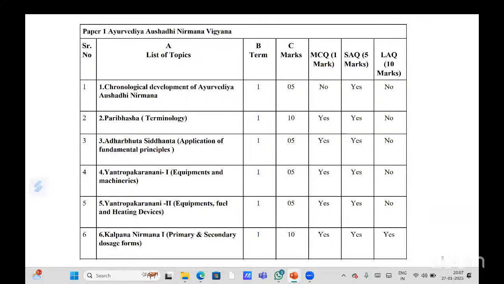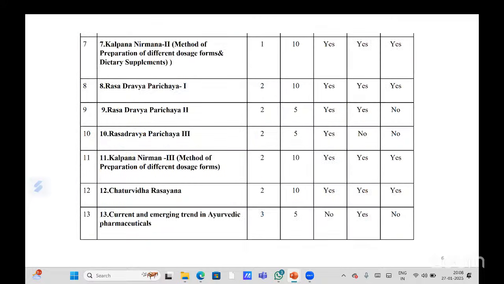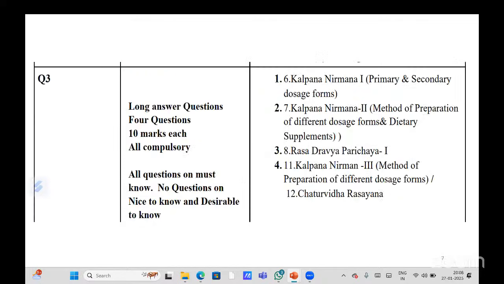Later, we are having Bhaishajya Kalpana concept like Kalpana Nirmana 1, Kalpana Nirmana 2, next Rasadravya 1, Rasadravya 2, Rasadravya 3. At point number 11, Kalpana Nirmana, again here Vaishajya Kalpana concept, Chaturvida Rasayana. Syllabus point number 12 is Chaturvida Rasayana, that is Pattali, Parpati, Kupi, and Kalvi Rasayana. And two more points, recent points like current and emerging trends in Ayurvedic pharmaceuticals. And the last one, the 14th point, is the D and C Act.